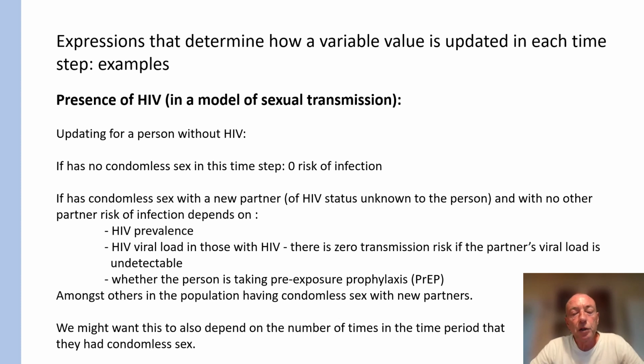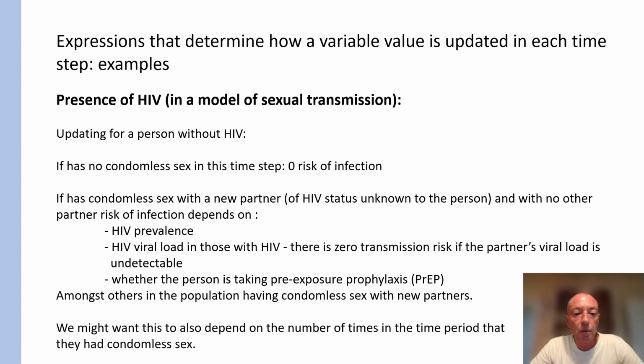So let's say we're updating a variable indicating whether a person has HIV or not for a person who currently doesn't have HIV. If the person has no condomless sex in this time step, we might indicate that there's zero risk of infection. Then if they have condomless sex with a new partner of HIV status unknown to the person, and with no other partner, then risk of infection might be specified to depend on these various things amongst others in the population having condomless sex with new partners.